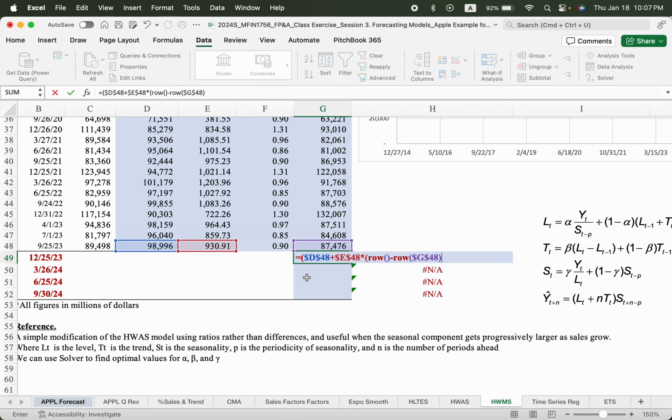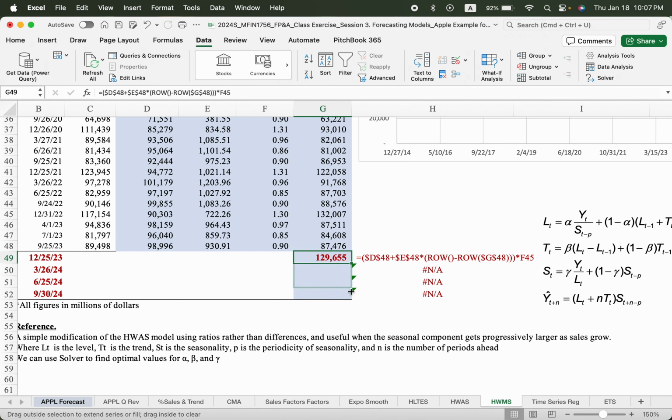And then finally, close one more parenthesis. Okay, then I think we got it. Oh, by the way, we have one more parenthesis, the big parenthesis, right? And then here, multiply. Here, the S_(n-t), right? So now where is this? The prior year, the same quarter. Where is this? Right, there you go. And enter. And then drag it down.